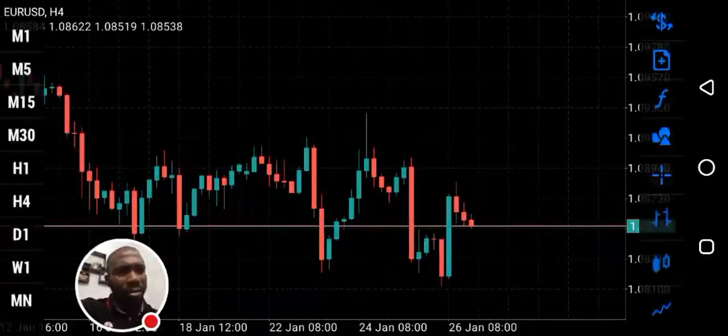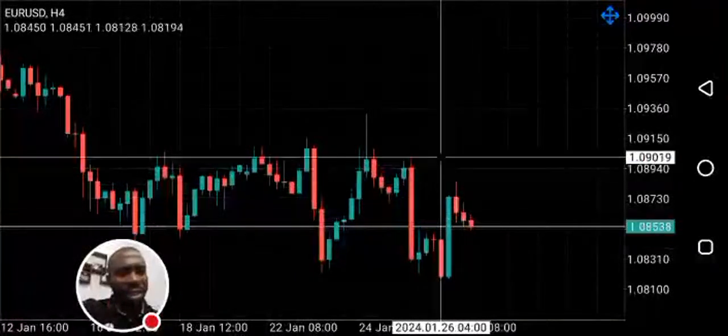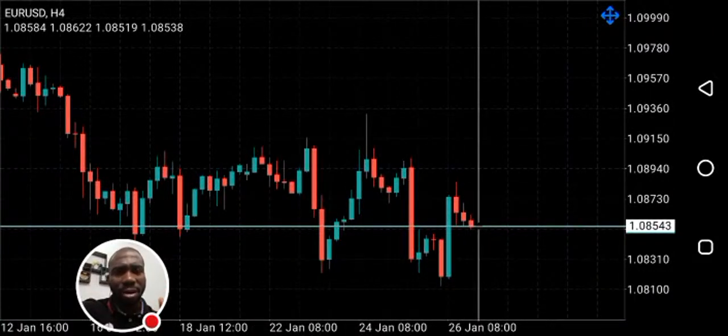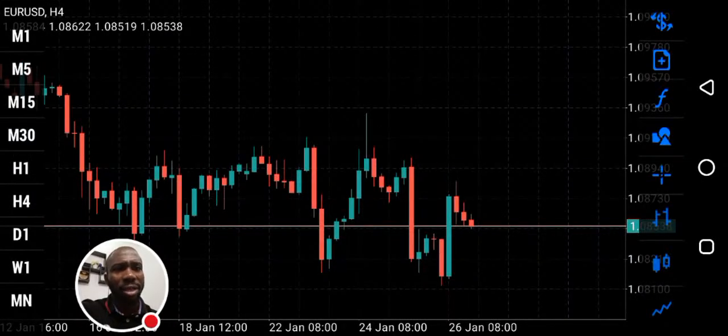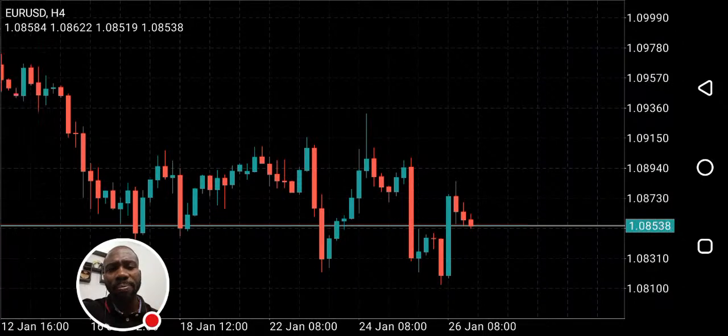On 4 hour, we had an engulfing candle here. This is an engulfing pattern, which indicates a change in trend from bearish to bullish. Going by what we have on 4 hour, this is a bullish setup. So if I'm to trade Euro USD this week, this is my expectation. After the formation of this engulfing pattern on 4 hour, I believe a fair value gap was created on the 1 hour or 15 minutes time frame.